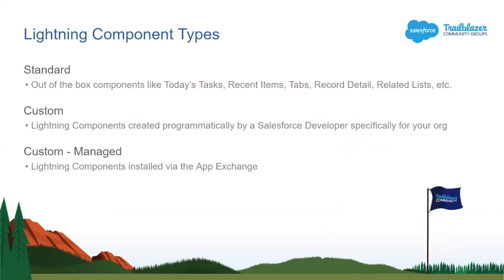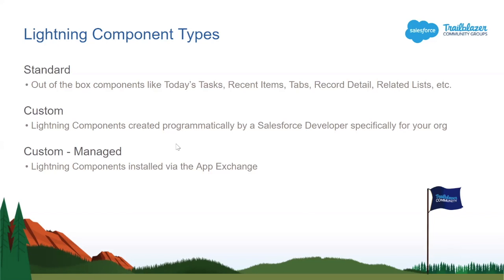Let's see, I think this is my last slide. Lightning component types. There are three types. There's standard ones that come out of the box, and they differ based on what kind of page you're creating. If you're creating a home page or a record page, sometimes the standard ones can change. Some examples would be today's tasks, recent items, tabs, record detail. That record detail one you would only see on a record page. You wouldn't have that option on a home page. Related list, same thing. There's lots of different standard Lightning component types, and I'm going to hop into an org here and show you.